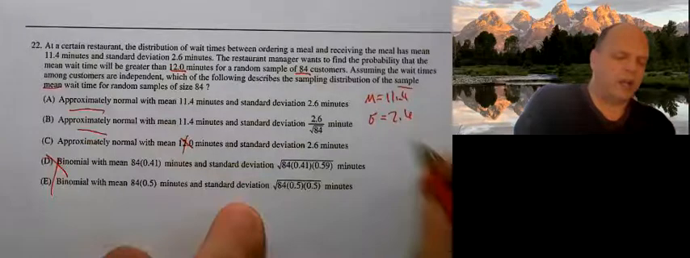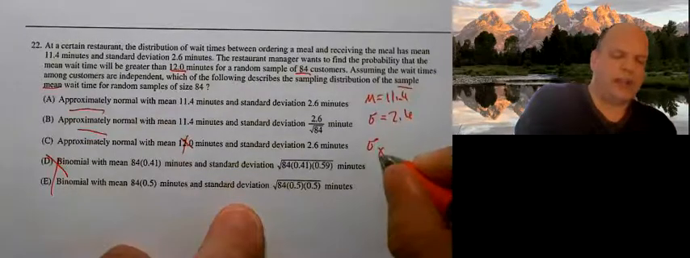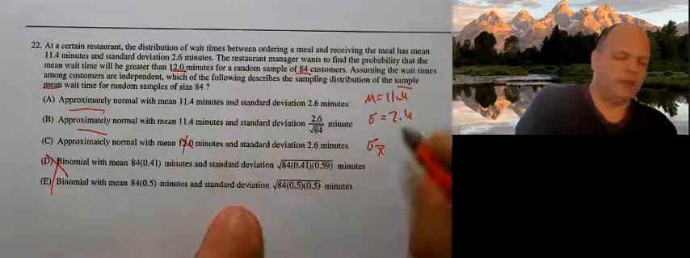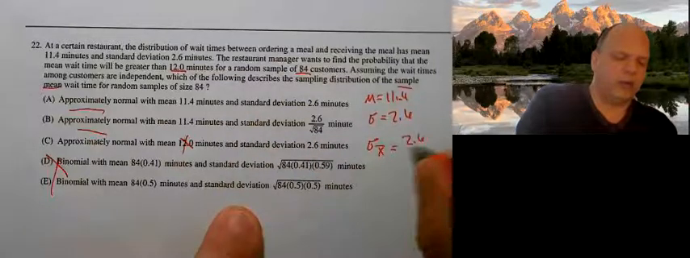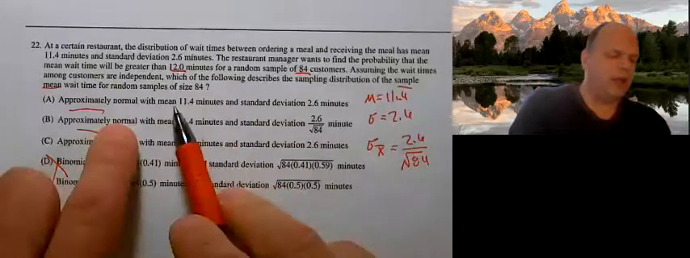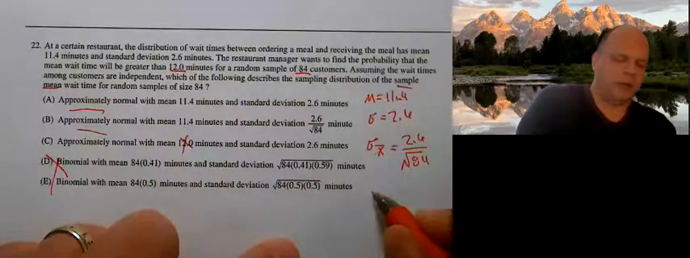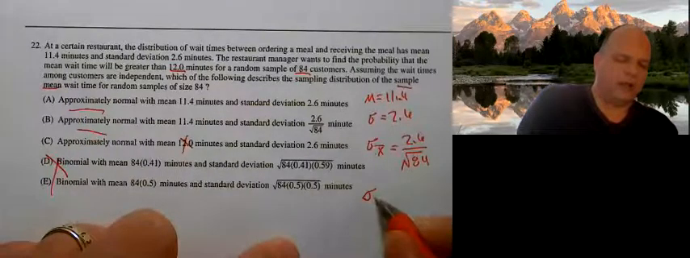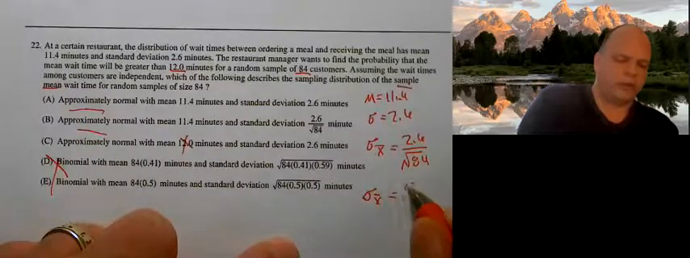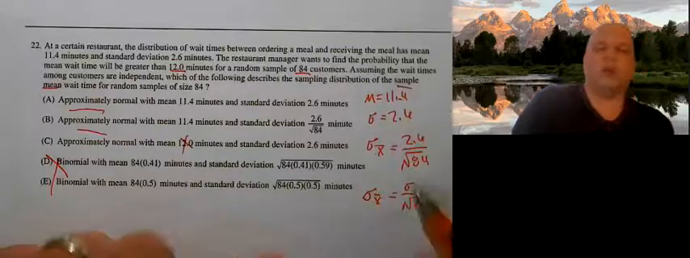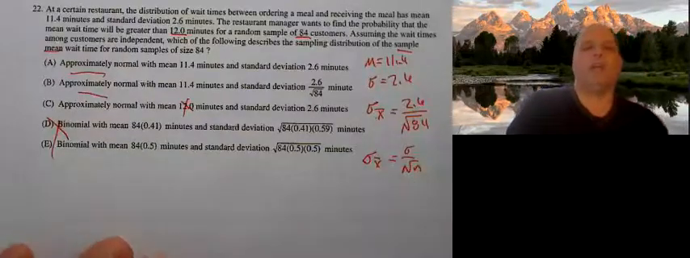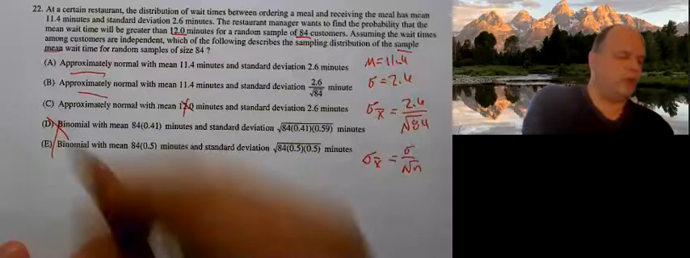And the standard deviation of the X bar, or the sample means, does equal 2.6 over the square root of 84. And we know that because, remember, the sample mean distribution formula is simply this. Okay, so our best answer to 22 is B. Moving on to 23.